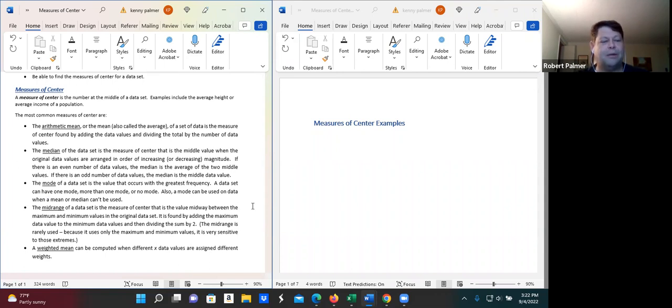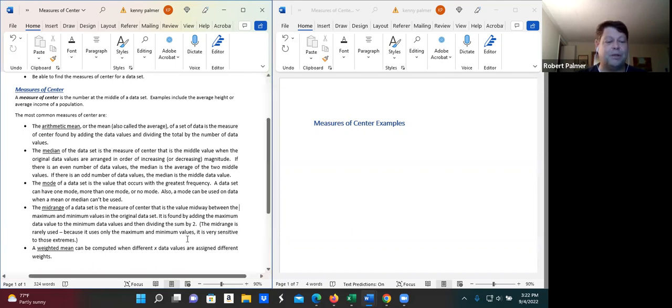And the final one we're adding, we don't really use it very much, but something called a mid-range. The mid-range of the data set is the measure of center that is the value midway between the maximum and minimum values of the data set. Basically, you're averaging your highest and lowest values. It's the average of those two, so you add those values up and divide by 2.